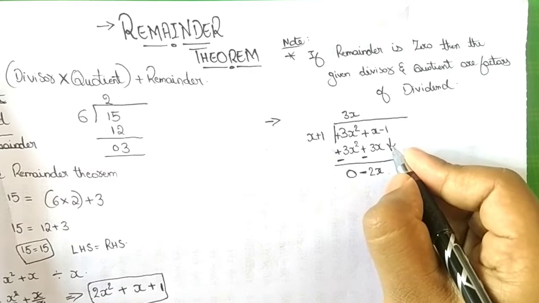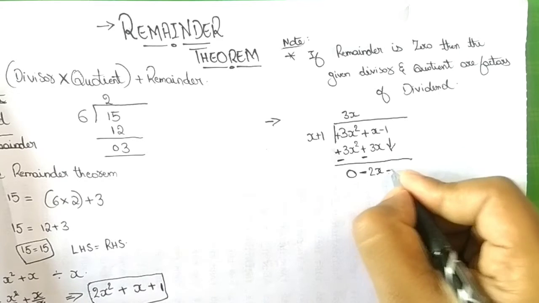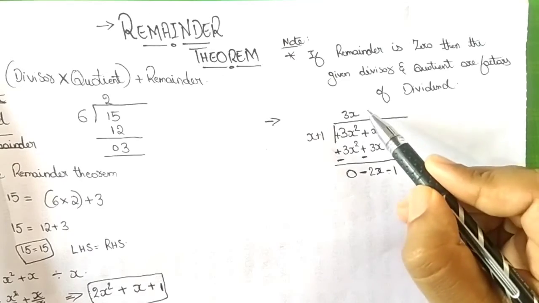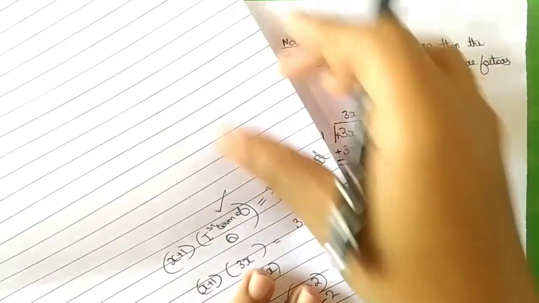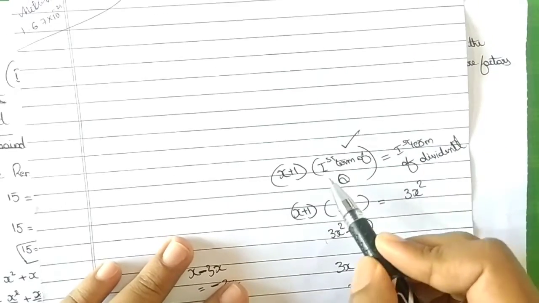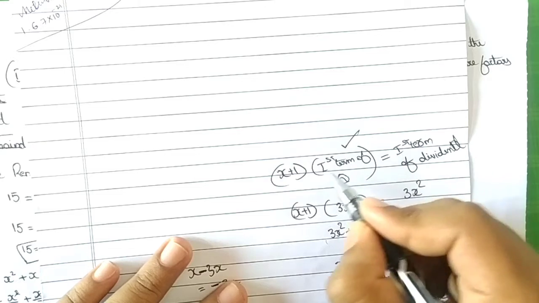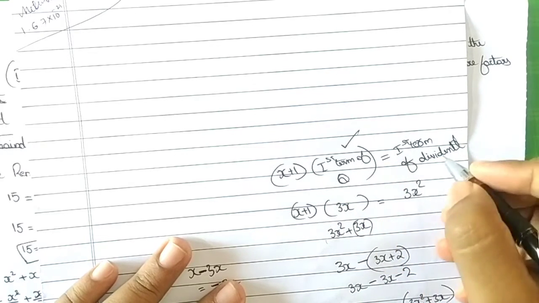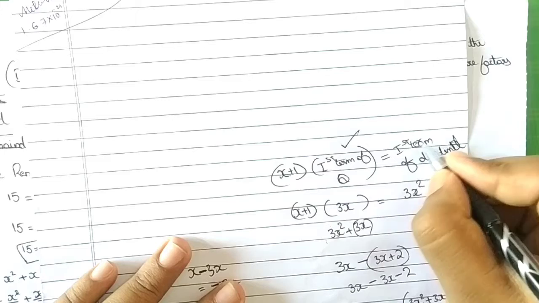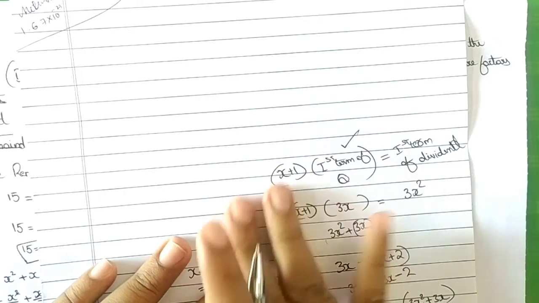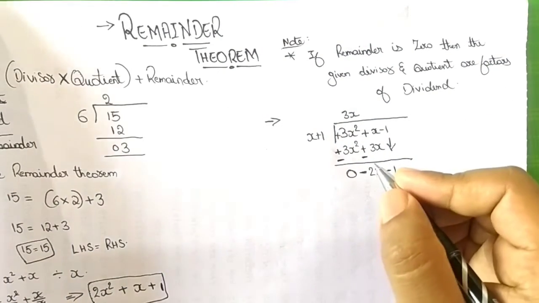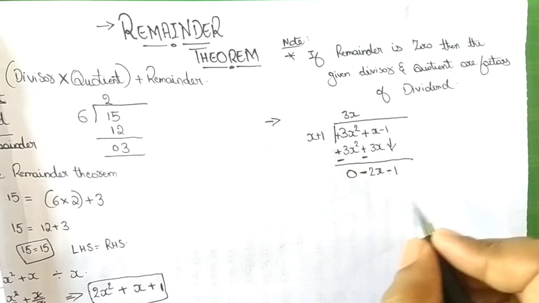If there is nothing, that means it is 0. You should take that down. Now again you should find a second term here such that this multiplying with this gives you the second term of the dividend. For the first term we need the first term, for the second term we need the second term. Okay, cool.